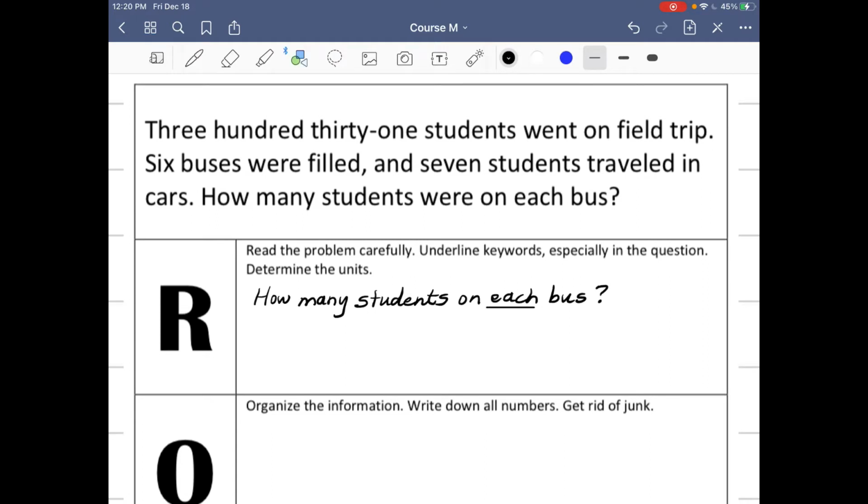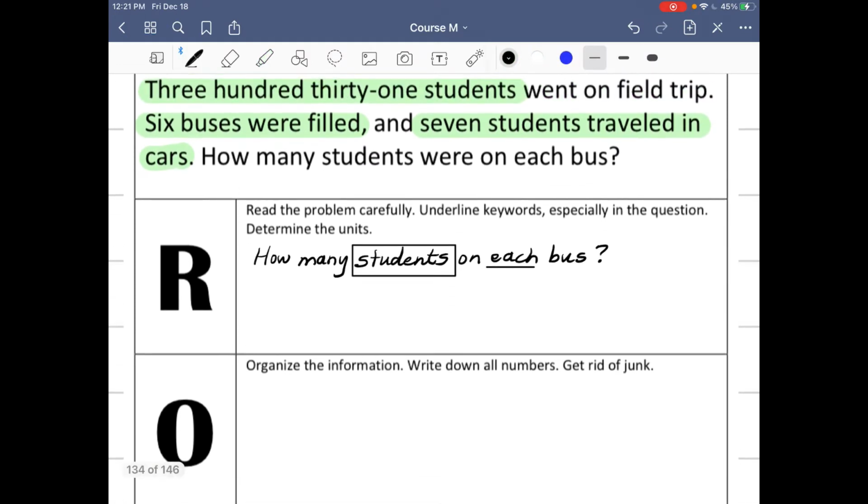That's important. My units though, what am I looking for? I'm looking for the number of students. So when we get an answer, it will be in terms of students. Let's highlight. 331 students went on the field trip. 6 buses were filled. 7 students traveled in cars. And then we want, of course, the word each, which we've already underlined.